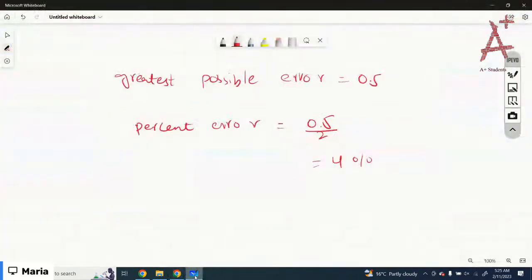Wait, let me calculate. 0.5 divided by 2. Sorry, that is 0.25. Got it? So it would be 25%. When you multiply 0.25 by 100, it would be 25%. Got it? So the correct option is 25%. Just select the correct option and click on the OK button.